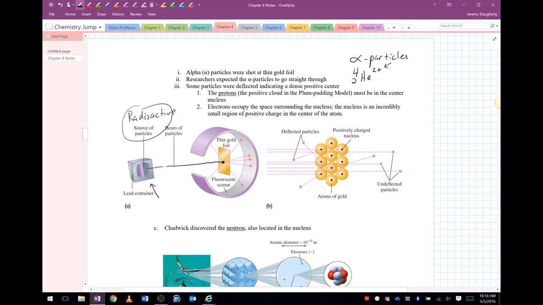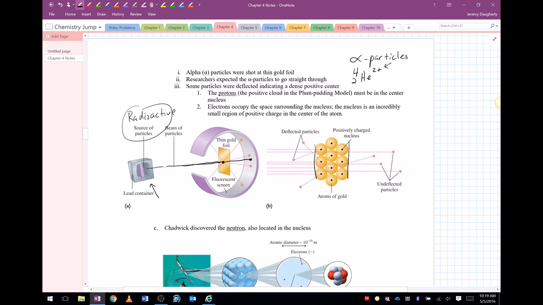Now they used gold because you can pound it real thin. Here you can see this is just 3 atoms thick. You can pound it so thin that you can see through that gold foil. That's why they used gold. So what should have happened is these alpha particles should go straight through, right? Because the alpha particle is huge, it's the bowling ball. They think the atom has basically nothing in it but electrons, which are relatively massless. And that's what they saw.